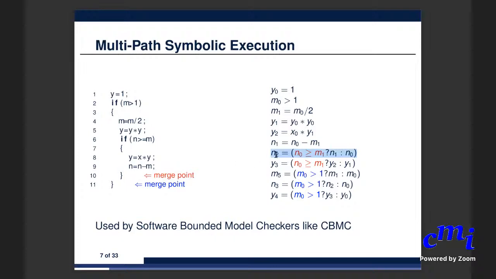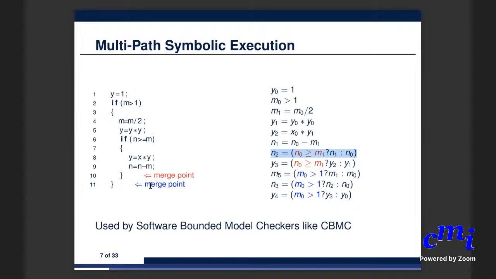At the first red merge point, this is what represents that. If n is greater than or equal to m, you could get either n1 or something else; there are two possible ways to reach this merge point. So you will create a symbolic expression corresponding to both those values, both the possible values that you can get by traversing the two possible execution paths.